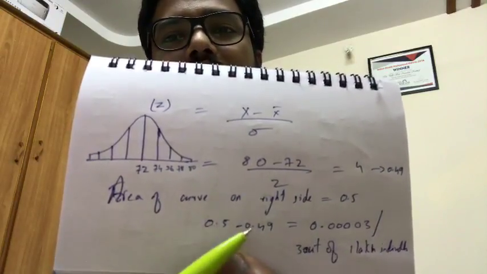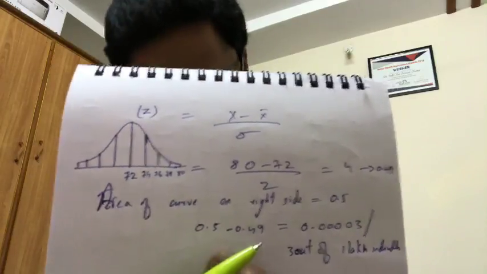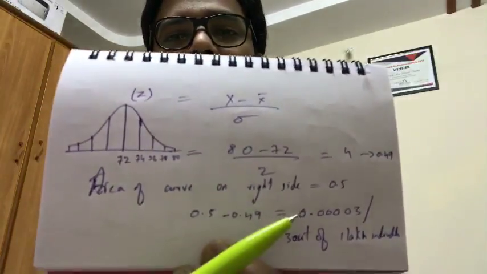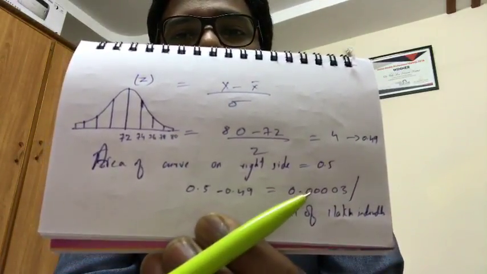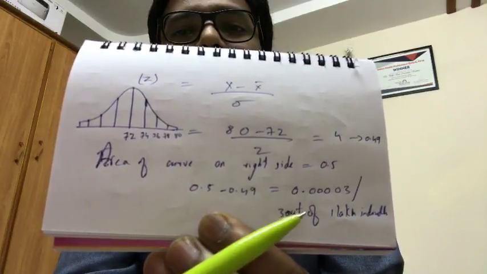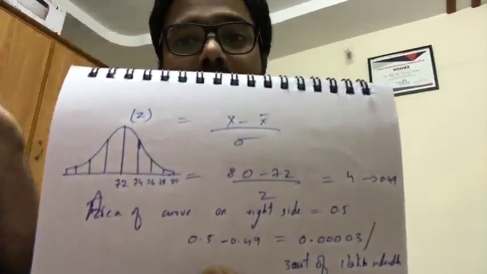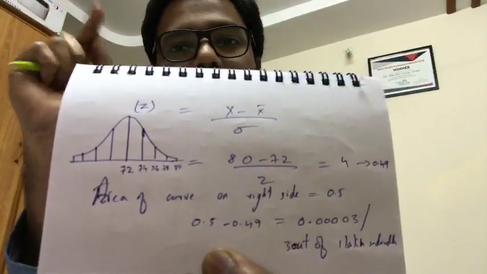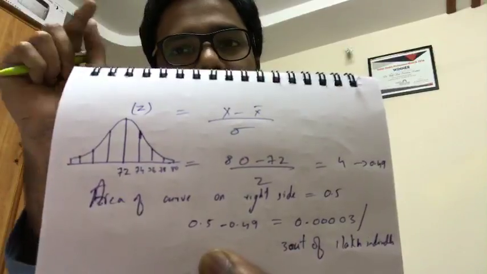I mean, these values are not just 0.49, right? It's 0.49997, something like that. So if you subtract the values, you get 0.00003, or 3 in 1 lakh. So the probability of finding a male with a pulse of more than 80 is 3 in 1 lakh. That's the answer for this question. If it's confusing, I'll just repeat once again, or if it's fine, we'll just proceed with the next part of this discussion, right?